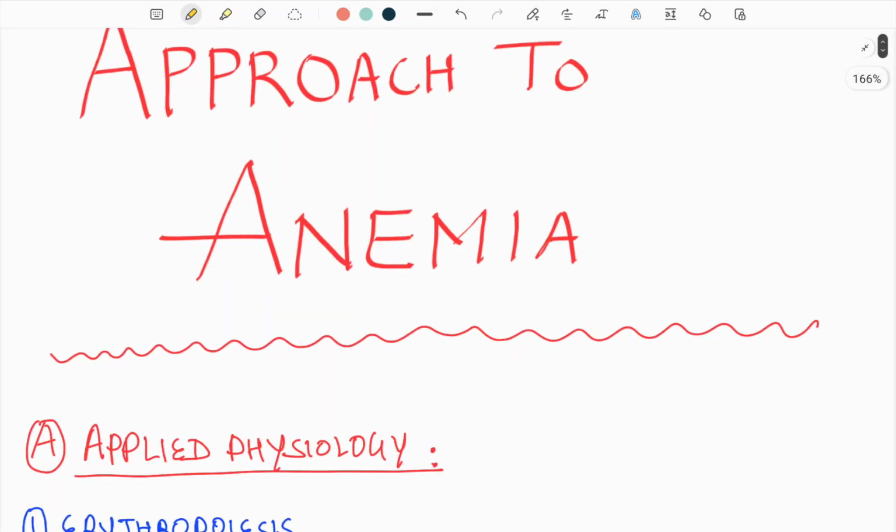So in the next part, we'll discuss the detailed approaches of iron deficiency anemia, thalassemia, and different hemolytic anemias.